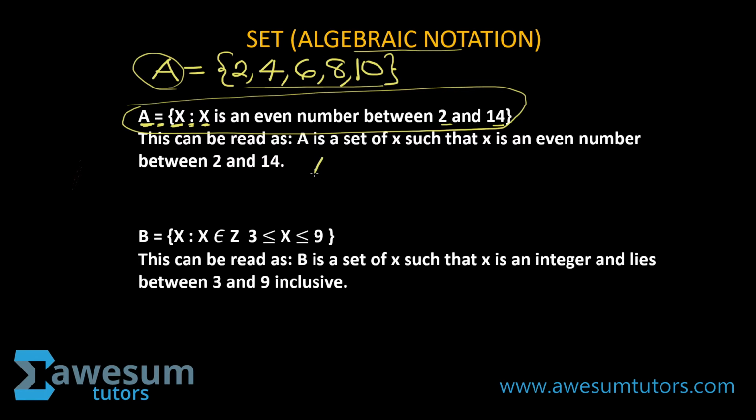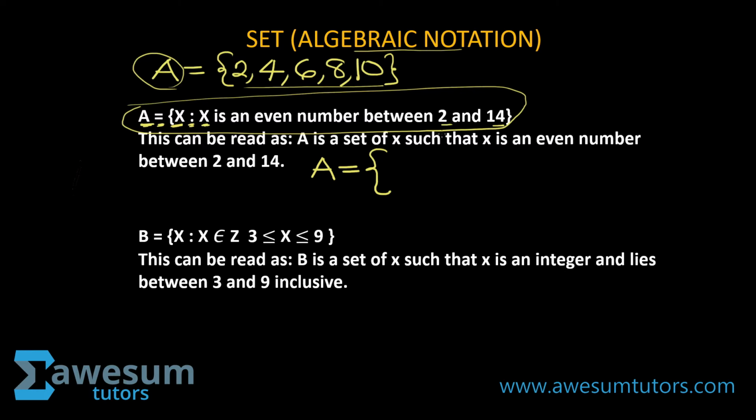So now, how do I list the elements of this set? I have A equal to, put the brace. We said X is an even number between 2 and 14. That means 2 and 14 are not inclusive. That means the even numbers will be between 2 and 14. Okay, what are even numbers? They are numbers which, when divided by 2, will not have a remainder, right?